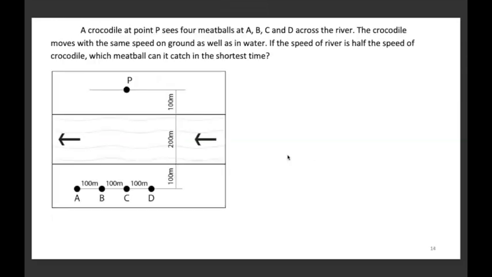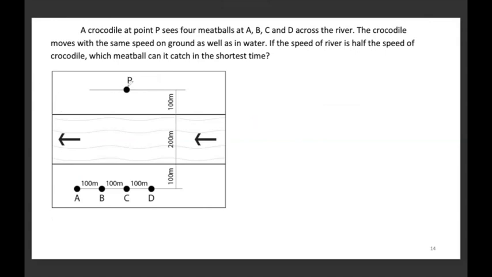A crocodile is at point Q. A crocodile at point Q sees 4 meatballs at A, B, C, and D across the river. The crocodile moves with the same speed on the ground as in the water. The speed of the river is half the speed of the crocodile. Which meatball can he catch in the shortest time?